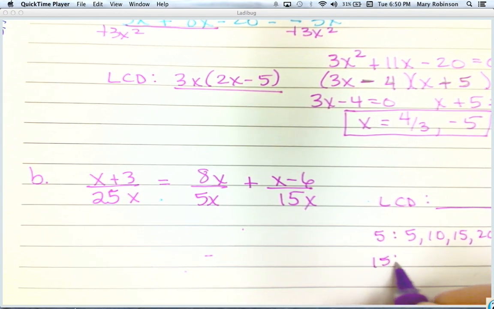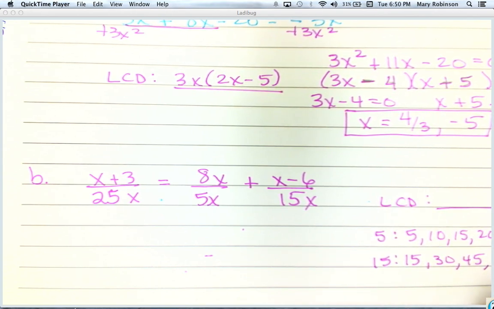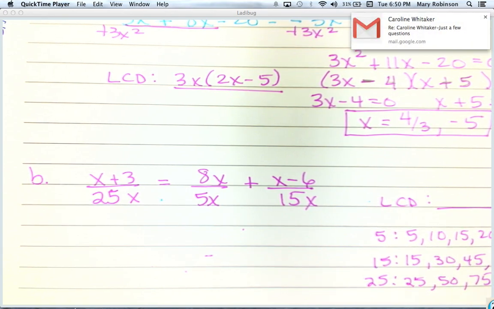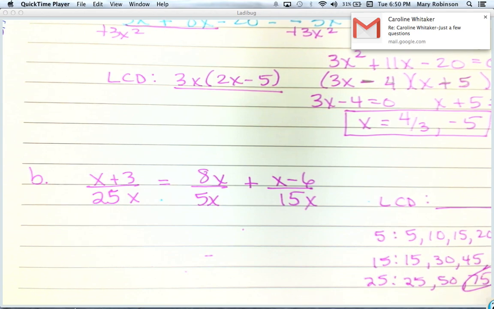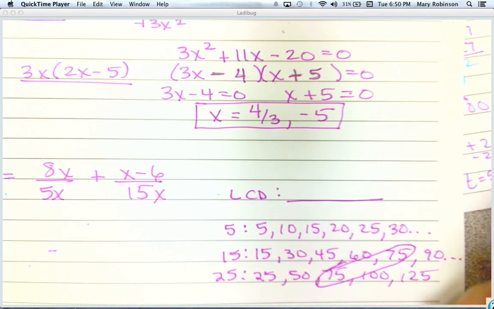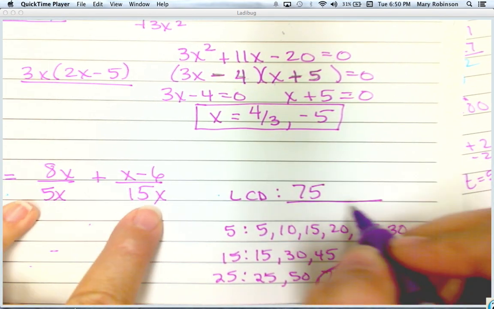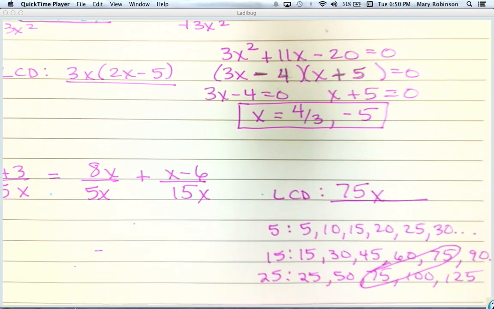And then for 15, your multiples are 15, 30, 45, 60, 75, 90. And then for 25, we have 25, 50, 75, 100, 125, etc. So it looks like at 75, we'll finally get there. And if I were to keep going, oh, sorry, I didn't realize you couldn't see that. We would see 75 work. So 75, and of course we need x. So that's our common denominator.